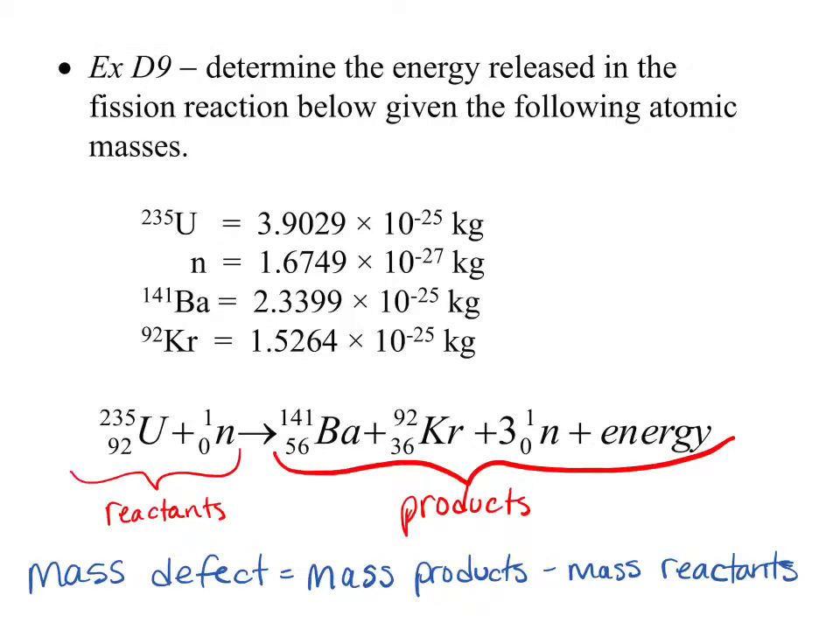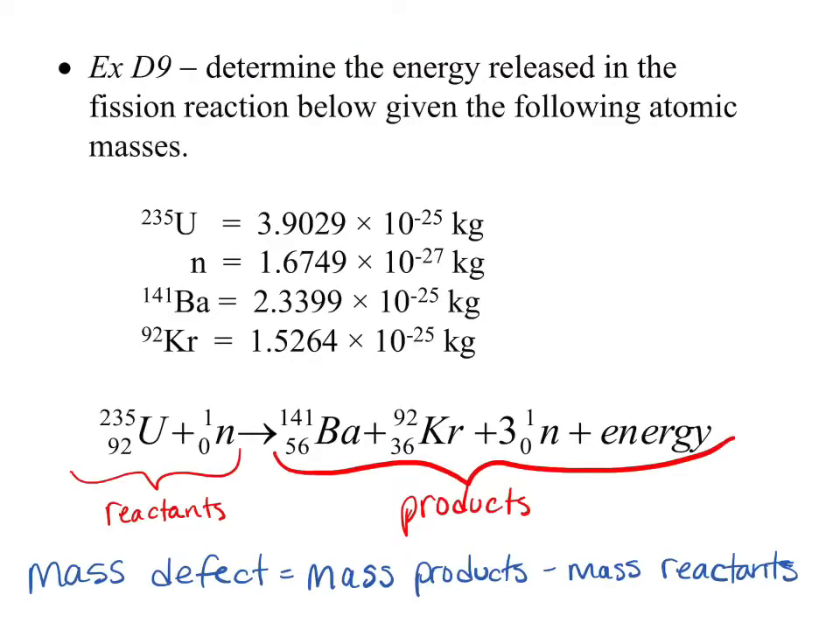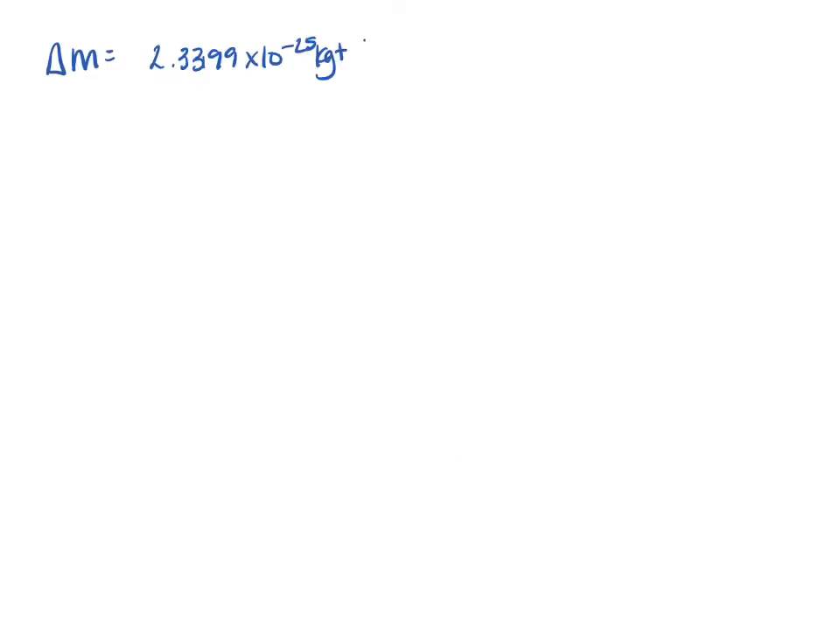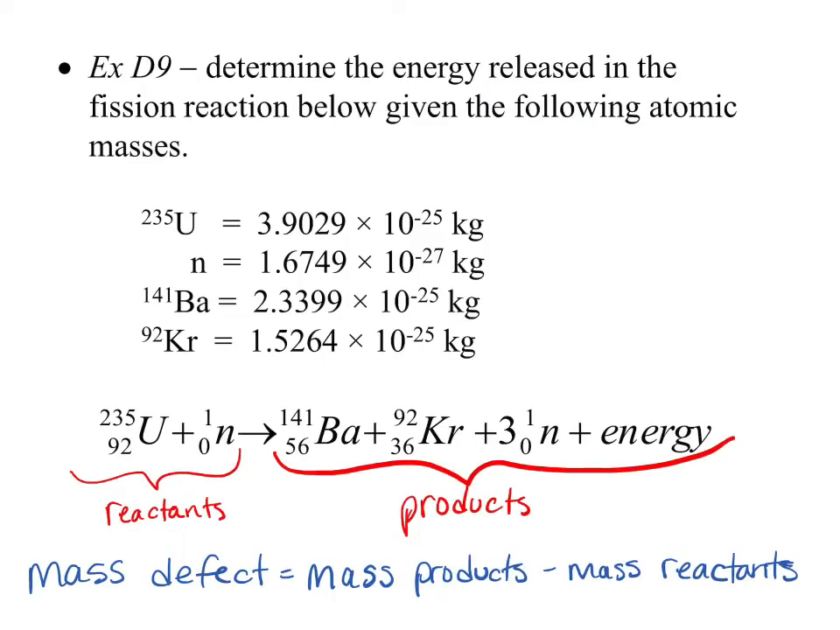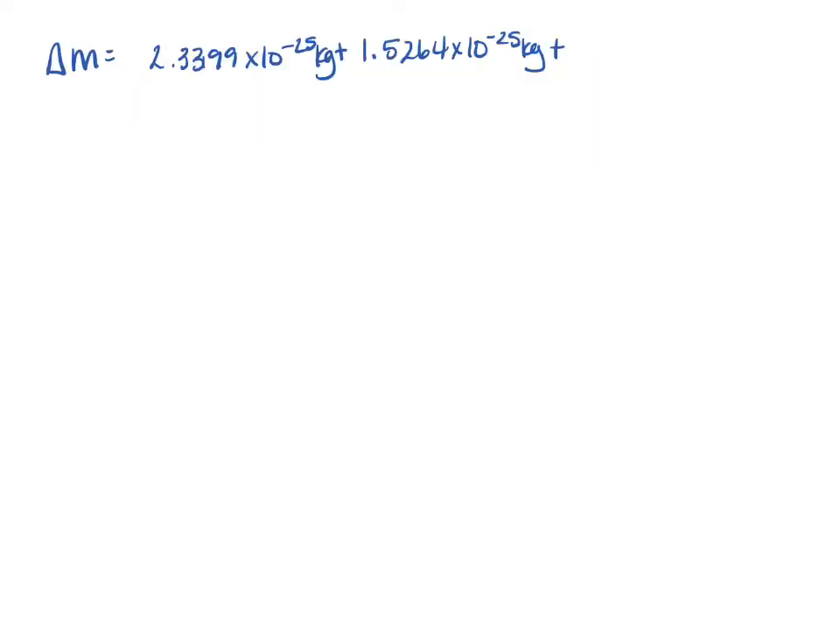So we need the individual masses of all those. So barium here is 2.3399 times 10 to the negative 25 kilograms. To that, we're going to add krypton, which is 1.5264 times 10 to the negative 25 kilograms. And then we have three neutrons, so it's 3 times 1.6749 times 10 to the negative 27.